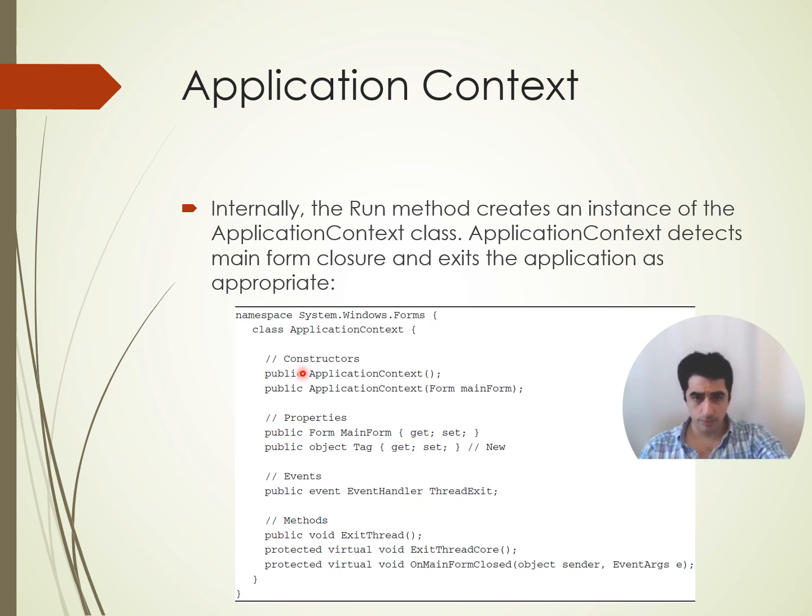As you see, it's a normal class. It has two constructors. One gets no parameter, one gets a form, which is the main form, and it has the main form and tag as its properties and an event handler for thread exit. As you see, it has some methods, some events, some properties, and some constructors.